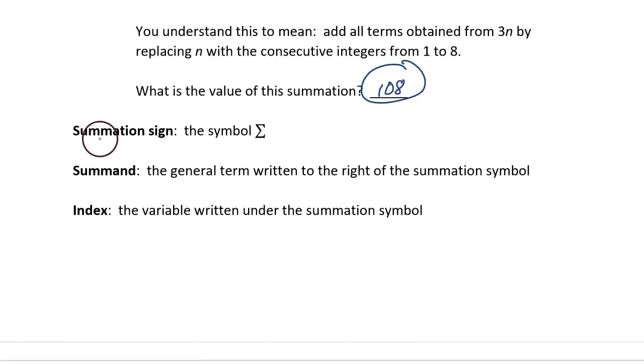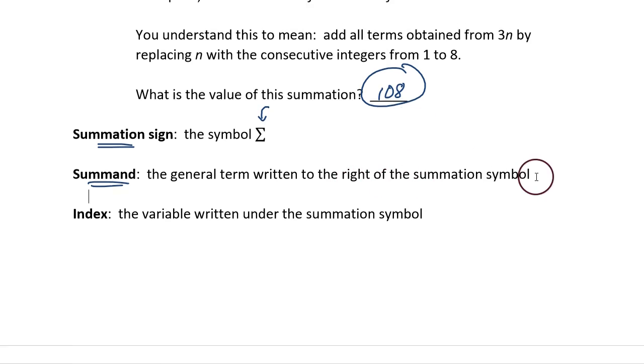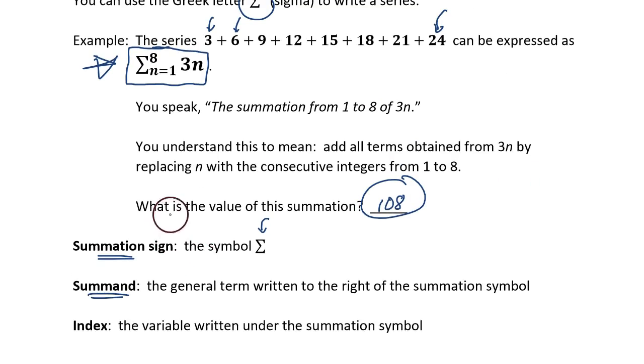So a little bit of review. The summation symbol in algebra is this right here. This is a Greek letter, sigma. The word summand refers to the general term written to the right of the summation symbol. In our example, the summand was the 3n. The index refers to the variable that's written under the summation symbol. In our example, our index is n.